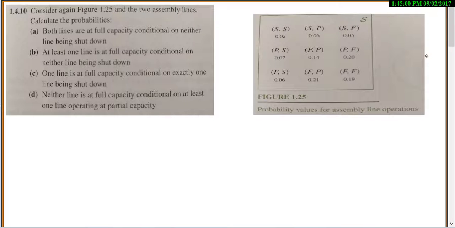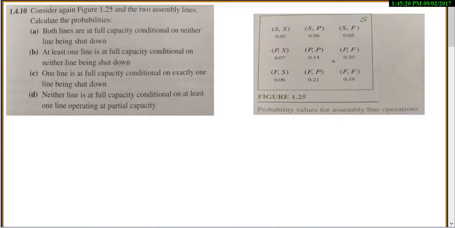This is problem 1.4.10, and I'm going to do parts A and C for you. It tells us to go back to figure 1.25 when we're talking about the assembly lines that can either be shut down, partial capacity, or full capacity. And so we have all of our probabilities over here in our image.